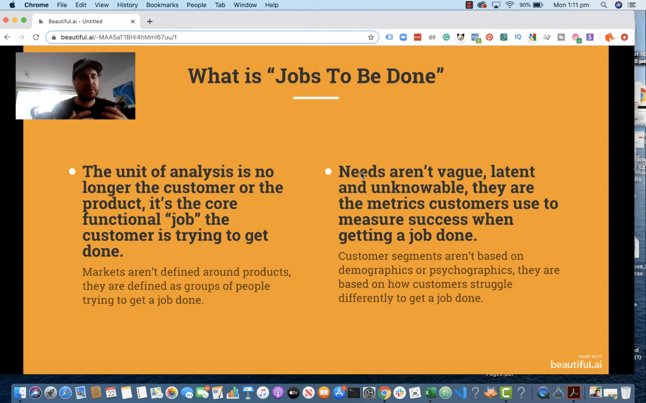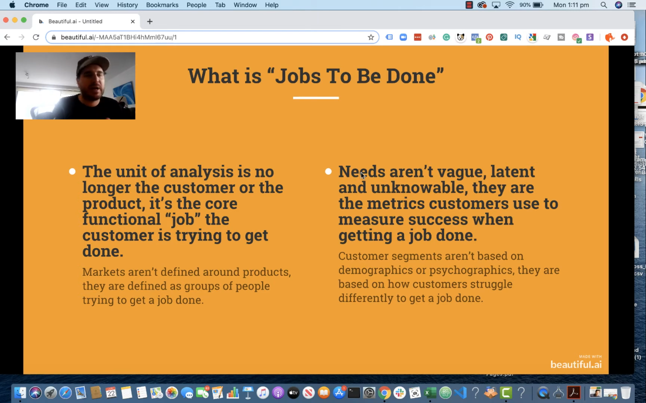So what is the jobs to be done framework? Now, the unit of analysis is no longer the customer or the product. It is the core functional job the customer is trying to get done. It is a focus on what is a job the customer is trying to achieve. What is the outcome? Because they're not really buying a product, they're buying the outcome. You got to think like that as well. So if they're buying something, what are they trying to get out of it?